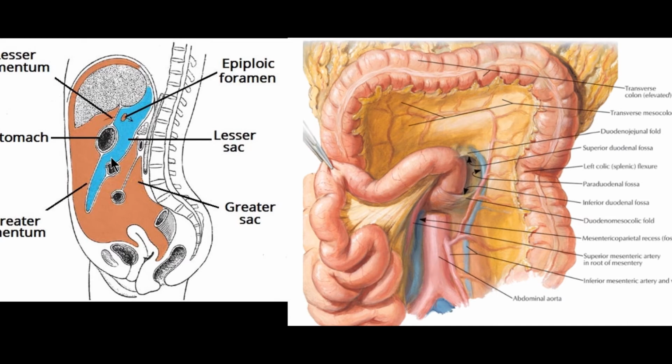The same double fold of visceral peritoneum, as it reflects from the posterior body wall, which is shown over here, and envelops the small intestine, mainly the jejunum and the ileum, is referred to as the mesentery. The mesentery thus interconnects the intraperitoneal organ, such as the intestine, with the posterior body wall.